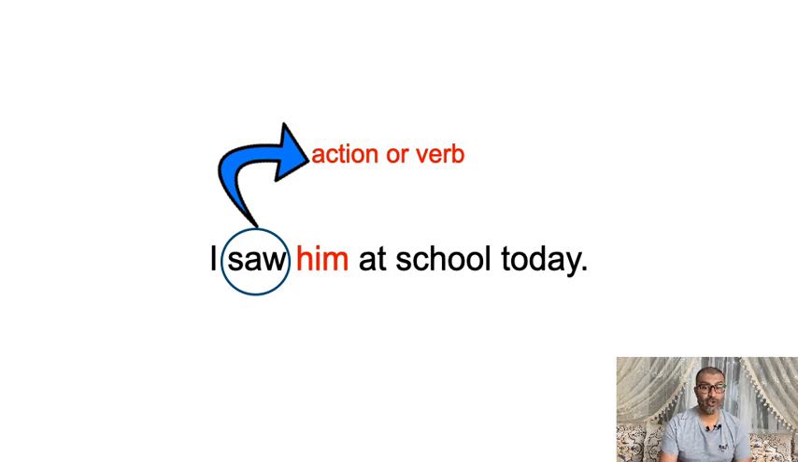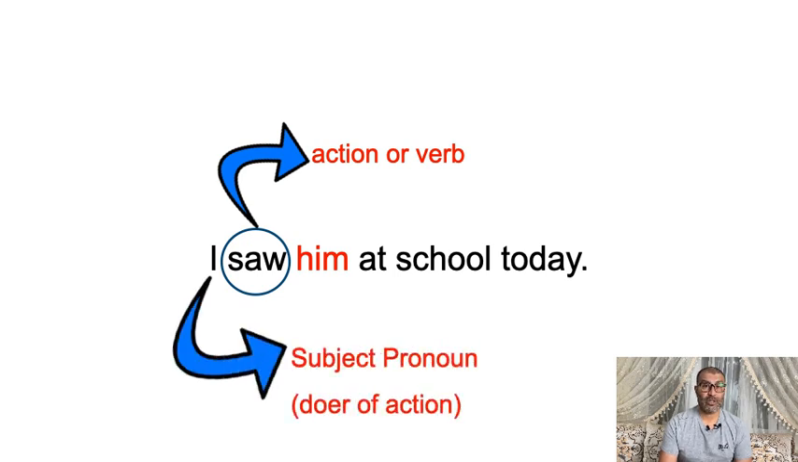Saw is the action or the verb, and I is the subject pronoun. Subject pronoun is the doer of the action. It's the one that does the action. What is the action? The verb to see, or saw in the past tense. So I am the one that did the action. So I is the subject pronoun, doer of the action.